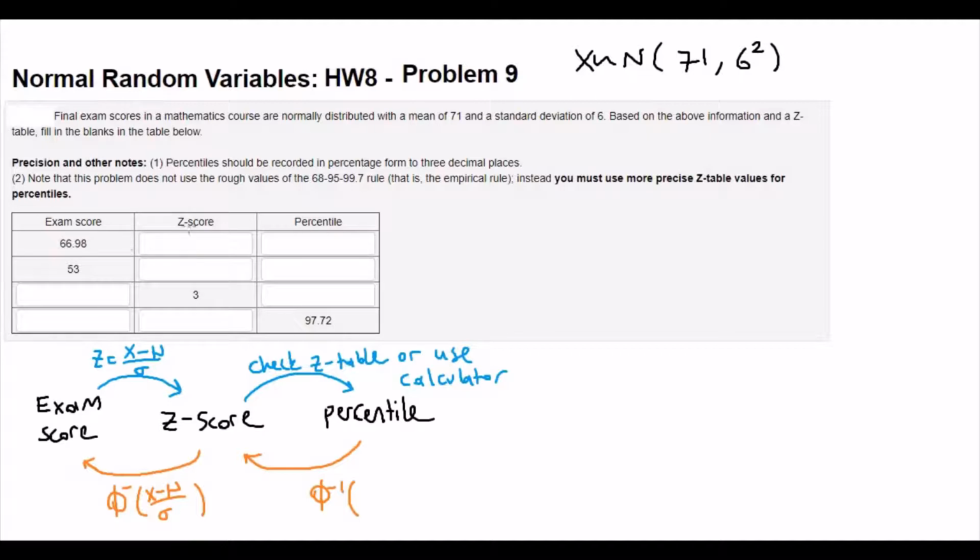Let's begin. Our exam score is given as 66.98. From exam score to z-score, we're going to standardize. So our x in this case is 66.98 minus mu, which is known to be 71, divided by sigma. This value will give us our z-score. So our z-score will be negative 0.67.